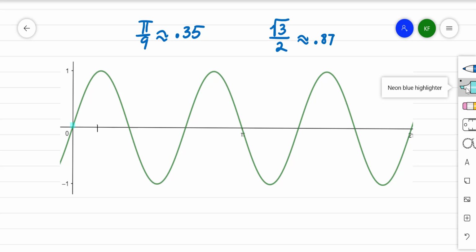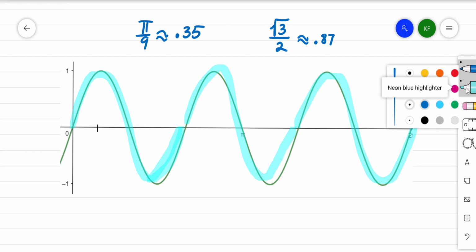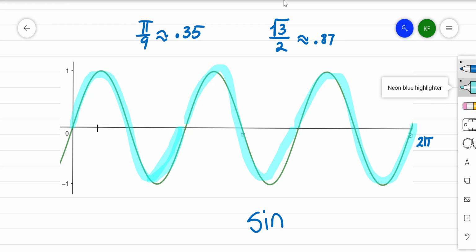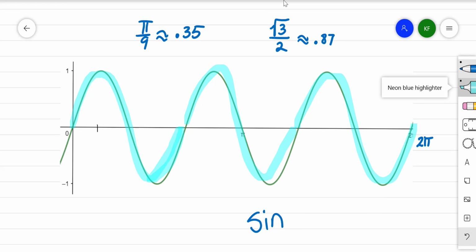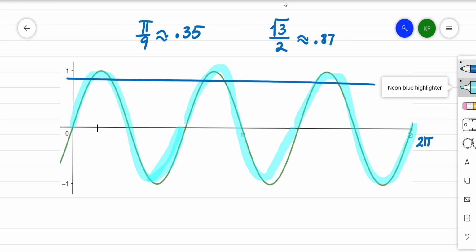So I moved over to the graph that we saw in class, and I'm reminding you how the periods work here. So there's 1, 2, and then 3 inside the original 2 pi. 2 pi is the parent, of course. And remember, the equation that we were solving was sine of 3x is equal to the square root of 3 over 2. So that's about 0.87. So about 0.87 is going to be about right here. And that is where I'm going to put that.